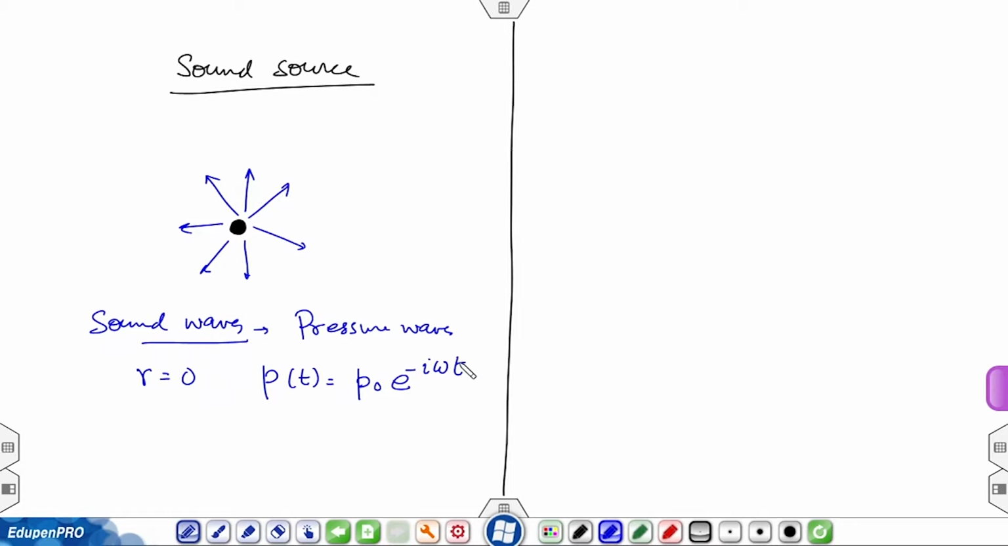Then, since the waves are going to travel isotropically all around, I may expect that P r t would be proportional to e raised to i k r minus omega t. With a slight difference compared to the one dimensional case, here the amplitude could be r dependent.